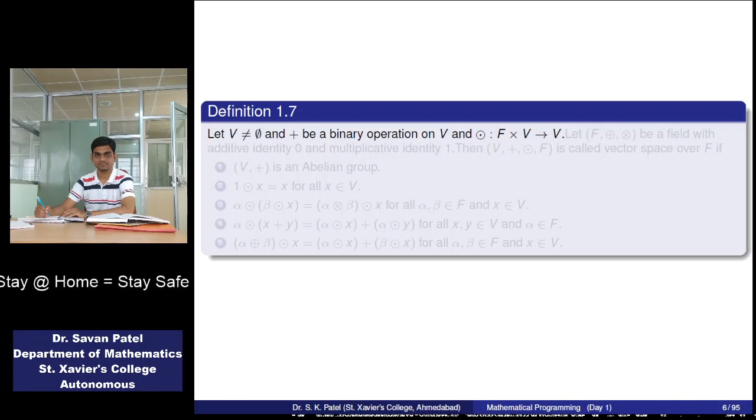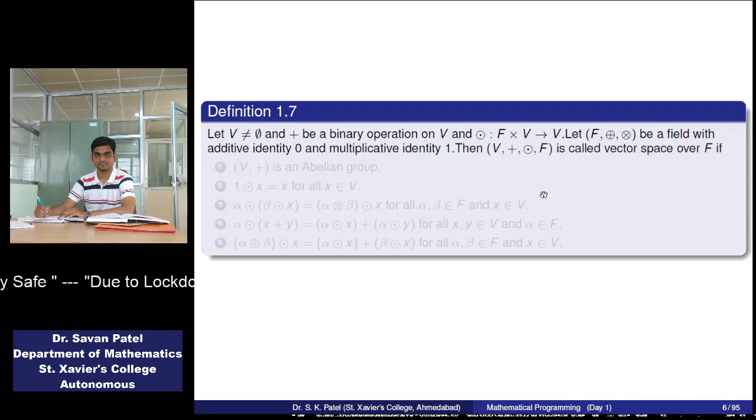Now moving towards the vector space. Let V be a non-empty set, plus be a binary operation on V, and this dot is a function from F cross V to V. This much is given. Here F is a field with plus and multiplication, with additive identity 0 and multiplicative identity 1.